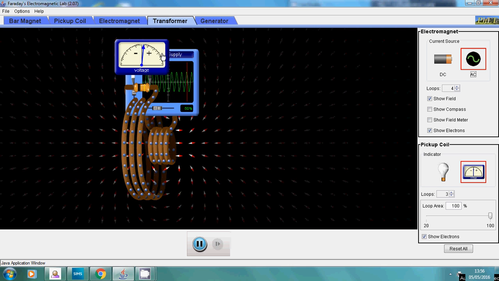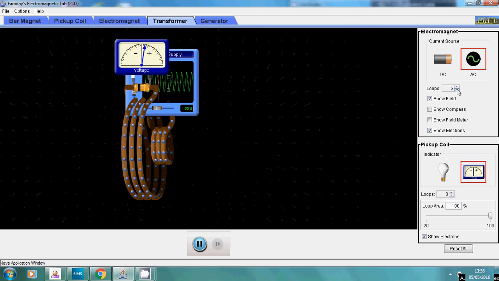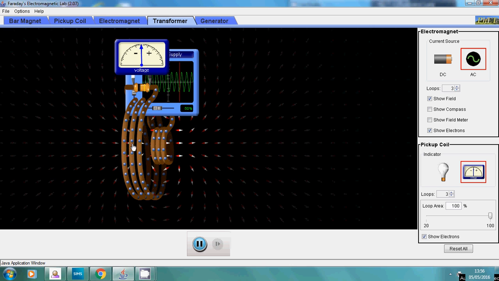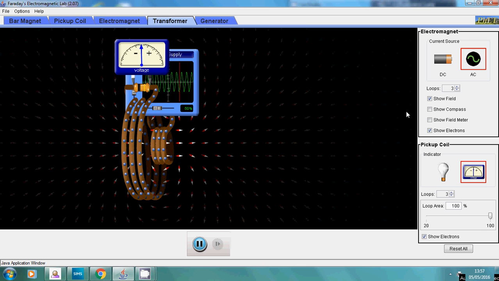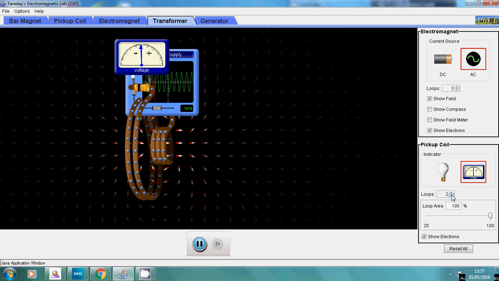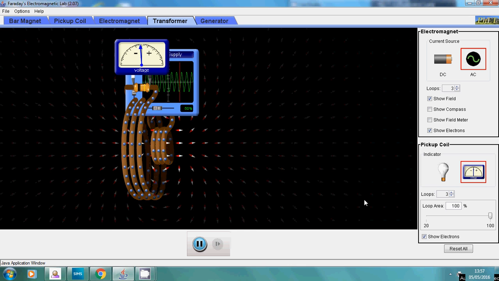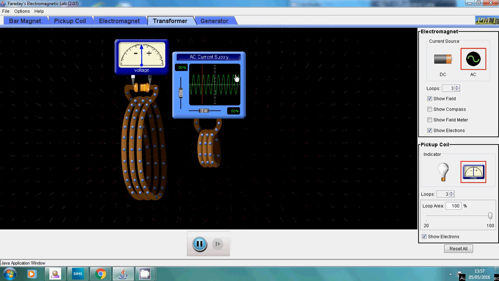Obviously, with transformers, if I have the same number of loops on the primary coil as the secondary coil, theoretically, I should get the same output voltage. And this won't be quite the same because I've got different areas, of course, but you get the idea. Okay, and as I decrease the number of coils on the secondary coil, you can see that my induced voltage decreases accordingly.